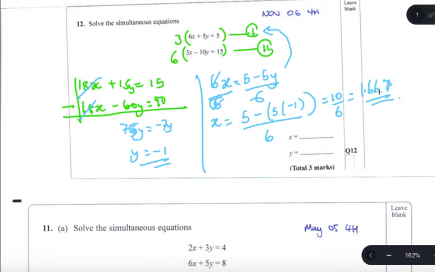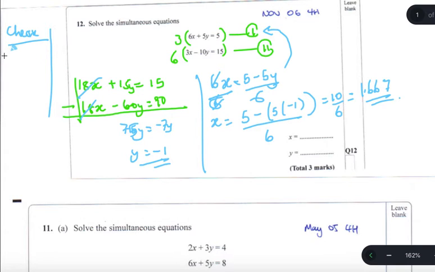You can also check, if you want, by putting these values back into the original equations. You must get back these answers. I hope that was good. I hope I can show you how to check here. Checking is not part of the working, you can just check.